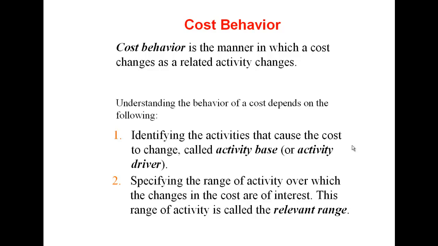So we're going to define what relevant range is here. It says specifying the range of activity over which the changes in the cost are of interest is called the relevant range. The best way to think about this is the cost of a factory building. Let's say in that factory building we could make anywhere from 0 to 2 million units of a product. The cost of that factory has already been paid for, right? And we are depreciating it, or maybe we don't have it paid for. That part doesn't really matter, but the fact is, if we don't make any units of product, we're still going to have that same cost for the factory.